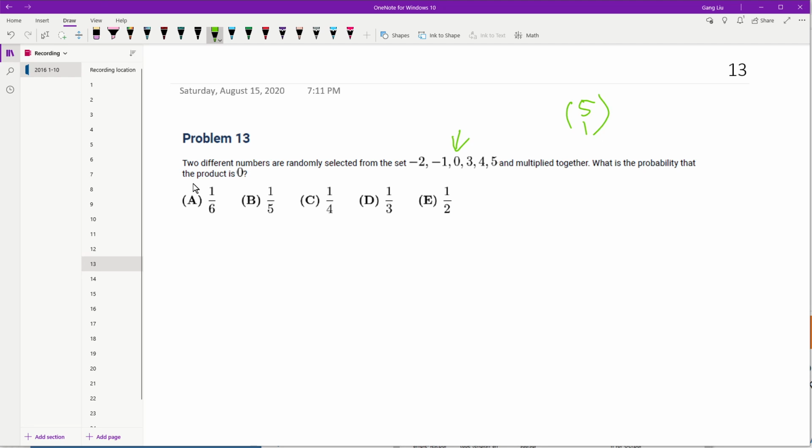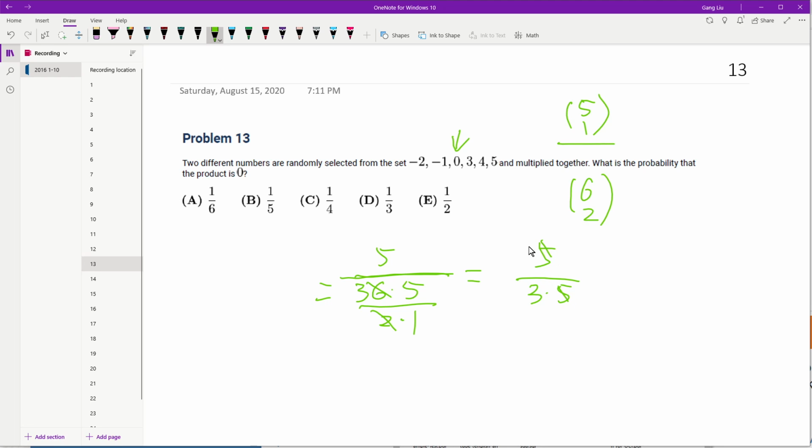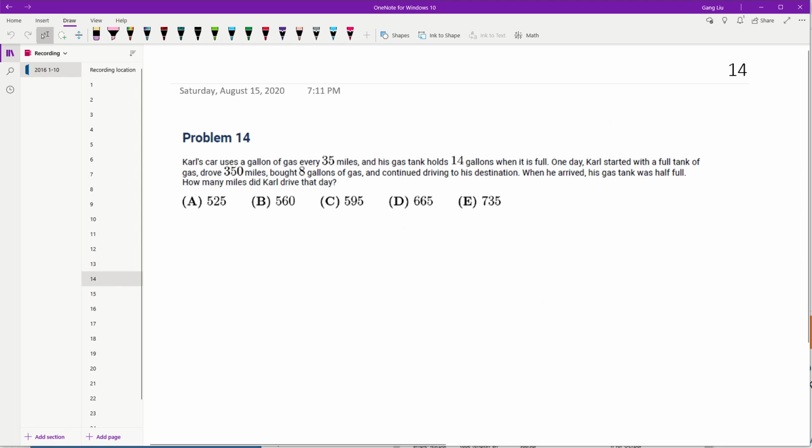And all the possible ways to choose two numbers out of this set of 6 numbers is 6 choose 2. So it is 5 over (6 multiplied by 5 divided by 2), and we actually get 5 over 3 multiplied by 5, and we got 1/3. Problem 14.